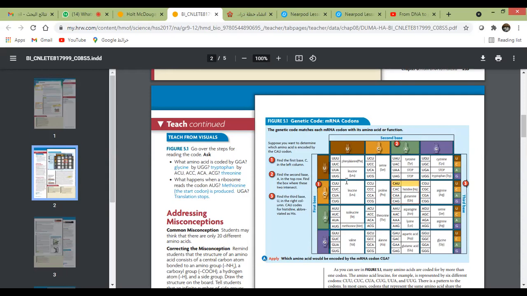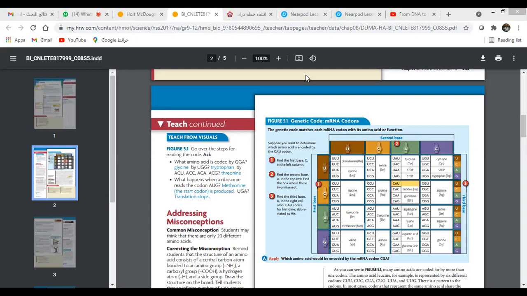I have a polypeptide chain, a protein made of 300 nucleotides. So how many amino acids are there in this polypeptide? Do you understand the question? Yes, Murad. Yes, I think 100. Excellent.